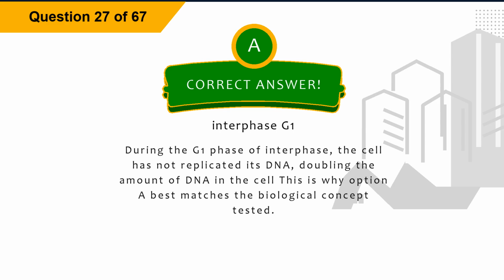Explanation. During the G1 phase of interphase, the cell has not replicated its DNA, doubling the amount of DNA in the cell. This is why option A best matches the biological concept tested.